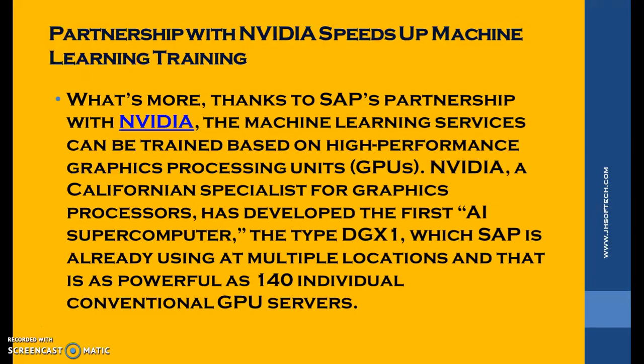Partnership with NVIDIA speeds up machine learning training. What's more, thanks to SAP's partnership with NVIDIA, the machine learning services can be trained based on high-performance graphics processing units, GPUs. NVIDIA, a Californian specialist for graphics processors, has developed the first AI supercomputer, the type DGX-1, which SAP is already using at multiple locations, and that is as powerful as 140 individual conventional GPU servers. So this is the latest update on NVIDIA's partnership with SAP.